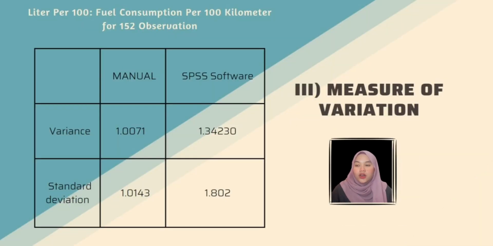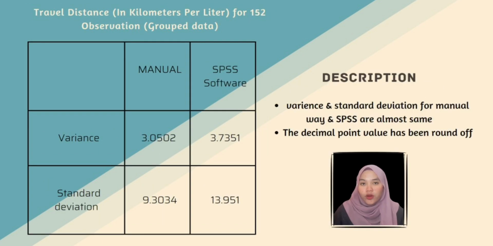Third, the measure of variation. The first table shows liter per 100 km fuel consumption for 152 observations. The table shows variance and standard deviation for manual and SPSS software. The second one for measure of variation is travel distance in kilometer per liter for 152 observations in group data. The description that we can say is variance and standard deviation for manual way and SPSS are almost the same. The decimal point value has been rounded off.